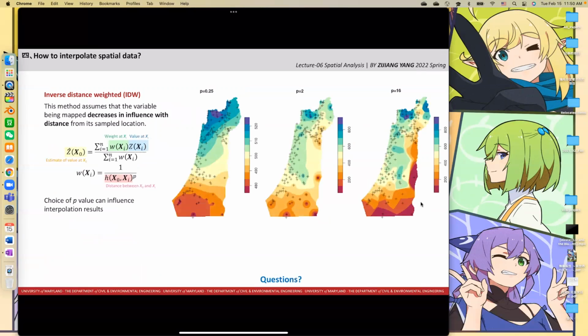And here shows an example. So with different P values, we can see the interpolation results are different. So for this one, do you guys have any questions? No? Okay, I guess I may just use an extra 5 minutes.